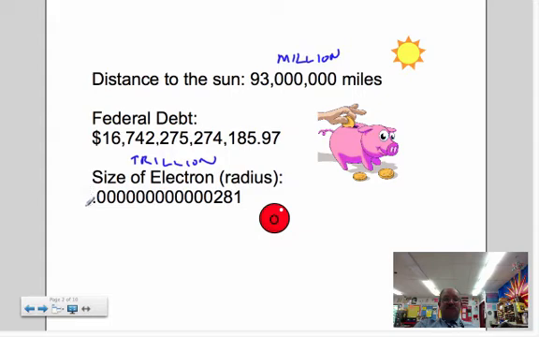And then there's small numbers like the size of an electron. I didn't put the units, but this is in centimeters. So it's 0.000000000000281 centimeters. Scientific notation is going to allow us to rewrite those numbers so we don't have to write as many zeros or extra digits, and we still get the idea that it's a large number or a not so large number.